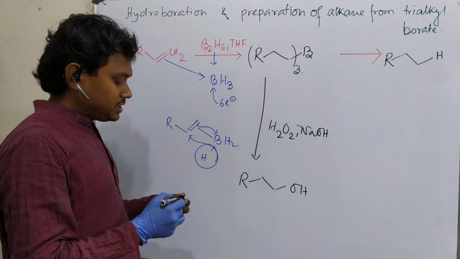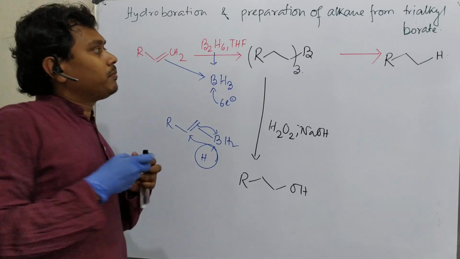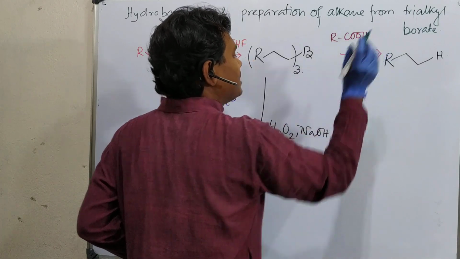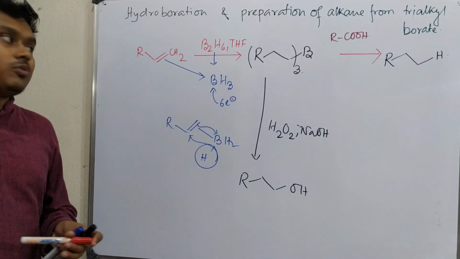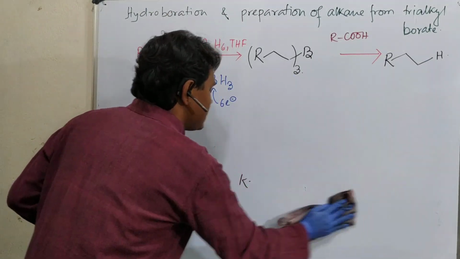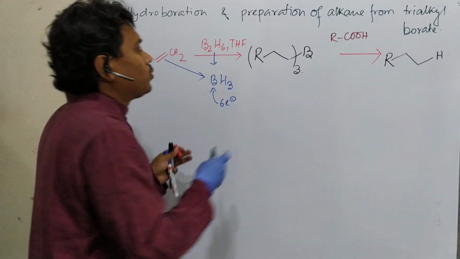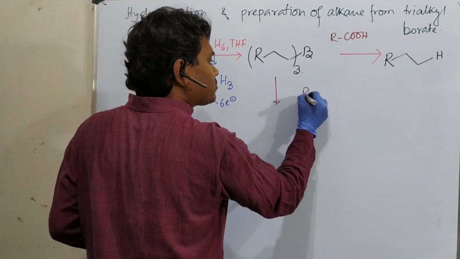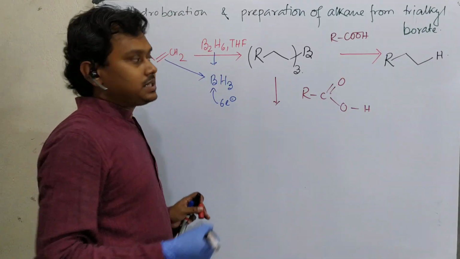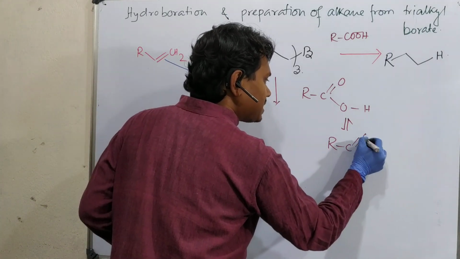How? This could be achieved by the use of carboxylic acid. Now we will discuss the mechanism of this process. So how does the carboxylic acid convert this trialkylborane into the corresponding alkane? So what happens? We know the carboxylic acid structure is this, and carboxylic acid can form the corresponding carboxylate and proton because it's an acid, so it can give a proton.